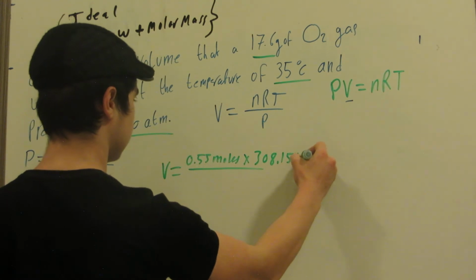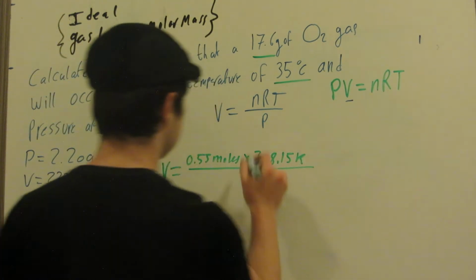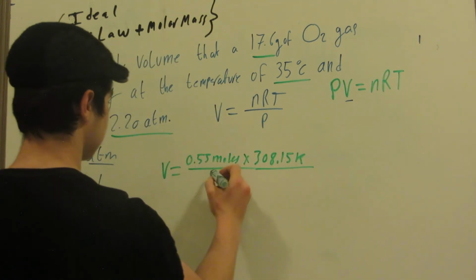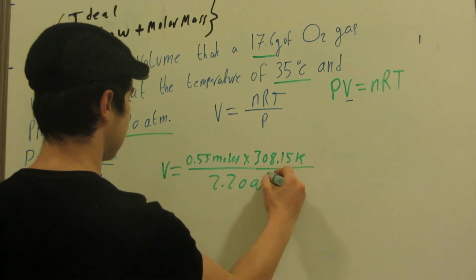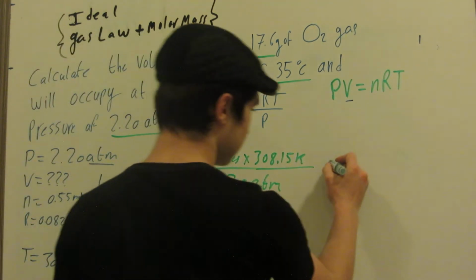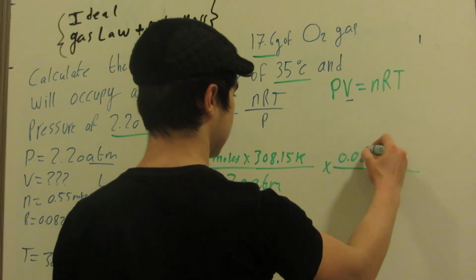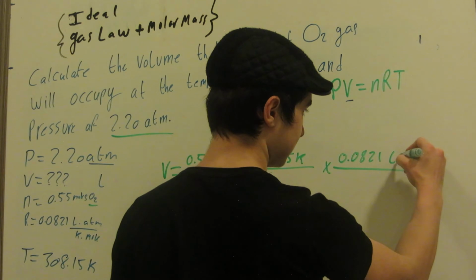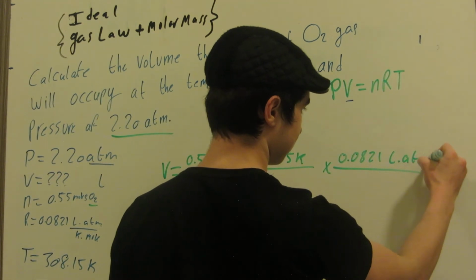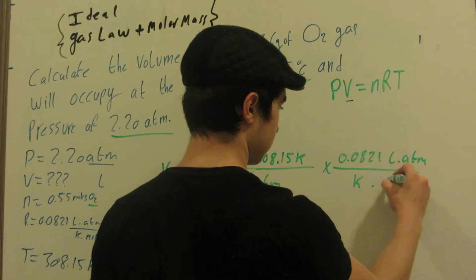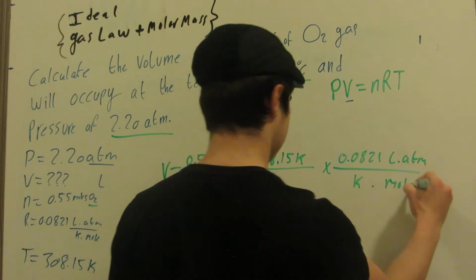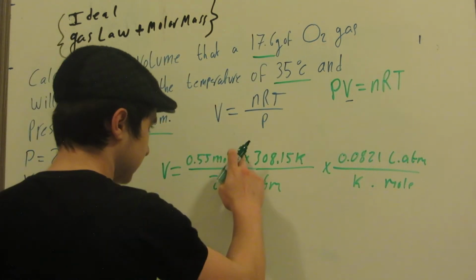308.15 Kelvin. Pressure is 2.20 ATM. Let's put a multiply sign here. I'm going to have the R, 0.0821 L·atm/(mol·K), right over here. Let me remove the S from here.